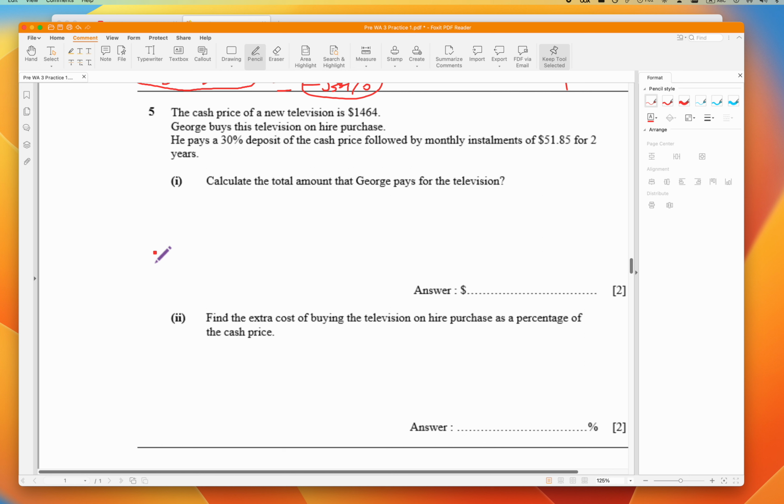Then to find the cost of buying on hire purchase as a percentage of the cash price. So the extra cost, you just minus the... Is it final minus initial? Yeah. So there's the extra divided by the initial. Yes. Yeah, you see.